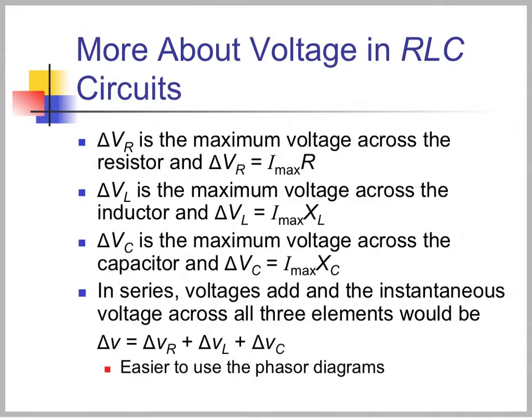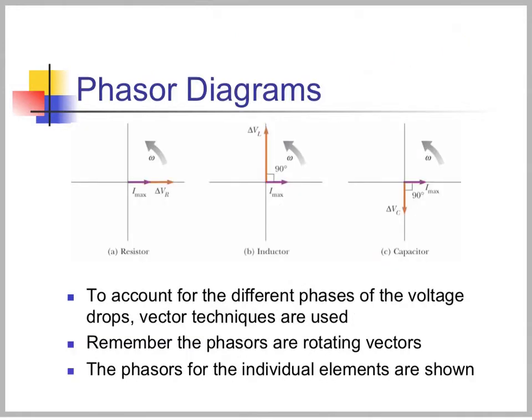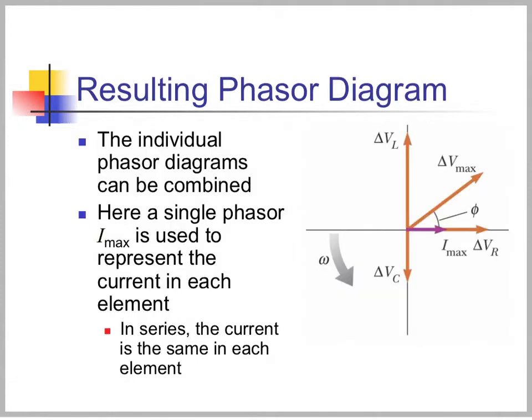So we know that I max and delta V_R were in phase with each other. In an inductor, the voltage leads the current, and in a capacitor, the voltage lags behind the current. So to account for the different phases of the voltage drops, we're going to use these vector techniques, remembering that phasors are rotating vectors, and the phasors for the individual elements here are all shown. We put all of these on a combined phasor diagram.